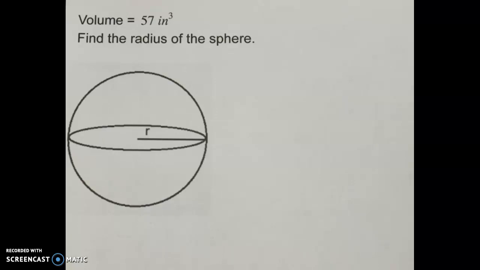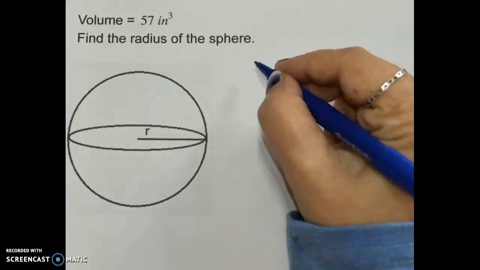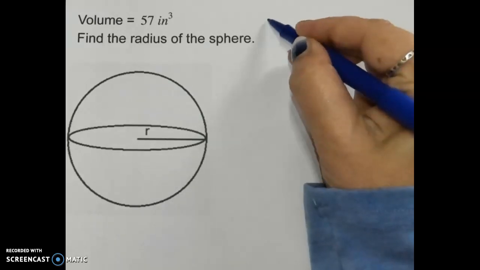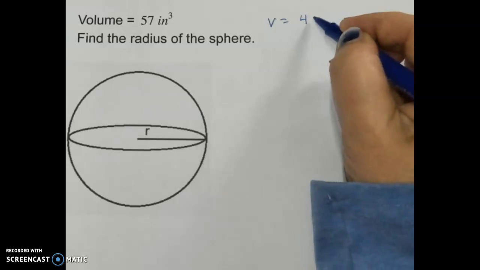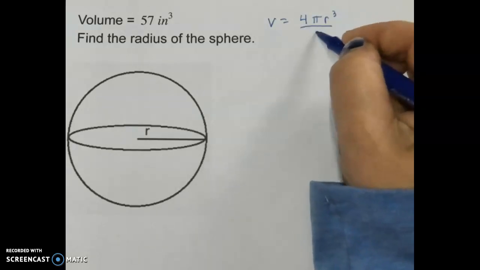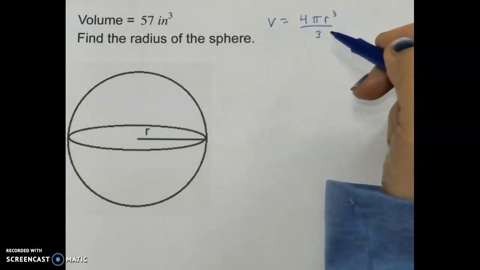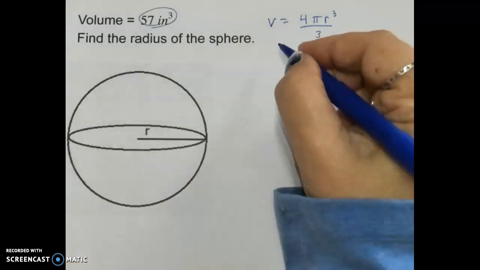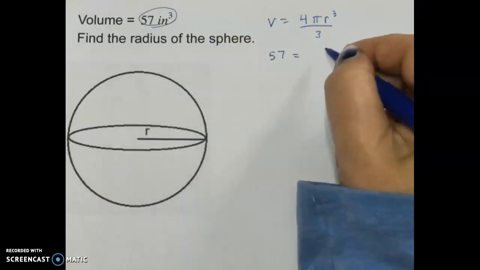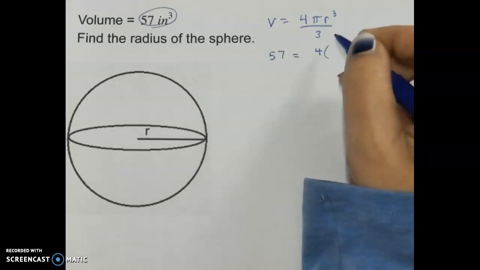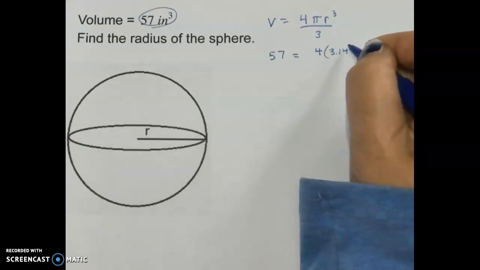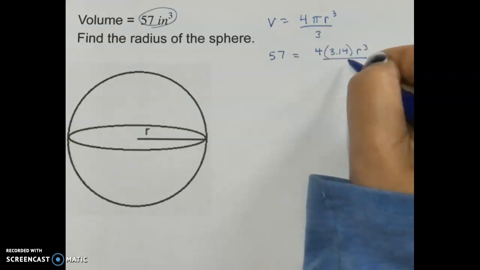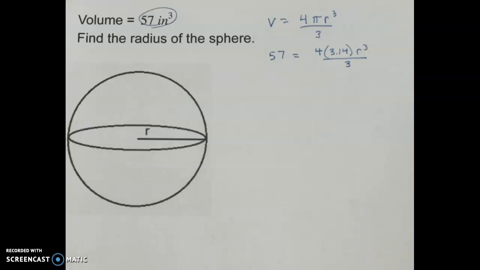All right, ladies and gentlemen, here is our example. We're going to go ahead and follow those steps. Our first step is to write the formula for the volume of a sphere. Okay, so I'm going to give myself as much room as possible. 4 times pi times radius cubed divided by 3. And then we're going to substitute in the values we know. In this problem, the only value we know is that the volume is 57. I guess that's not really true, because we know the value of pi is going to be 3.14. So we can substitute in that value as well.